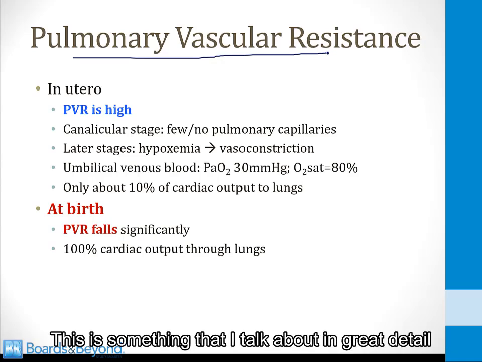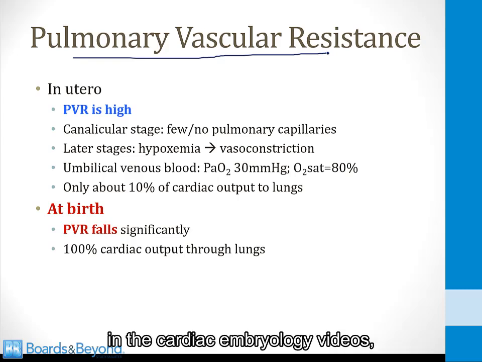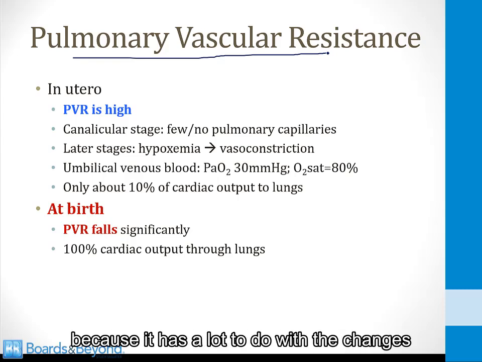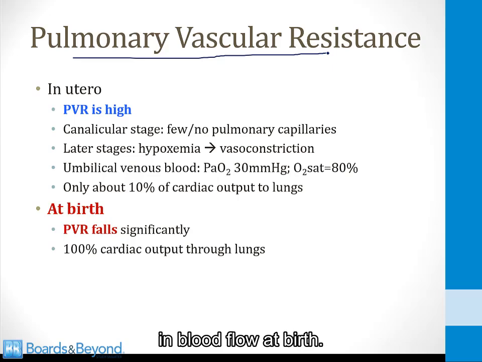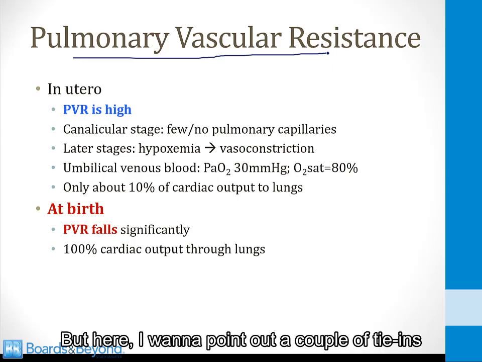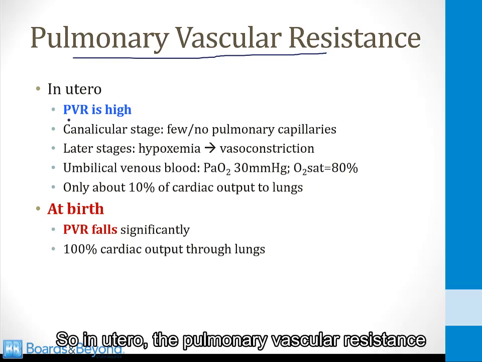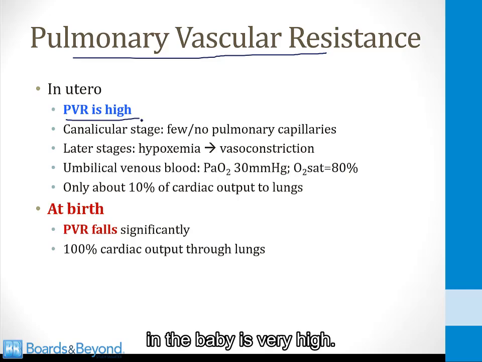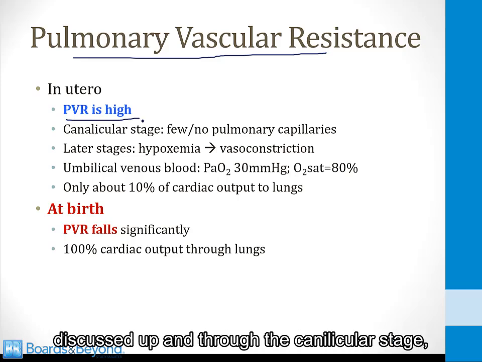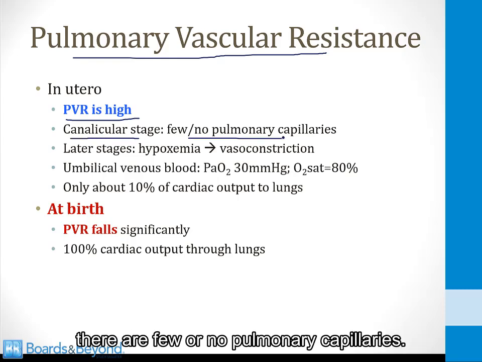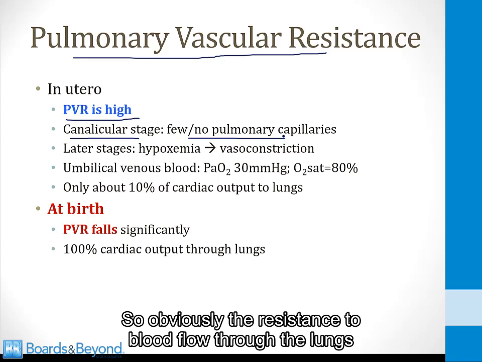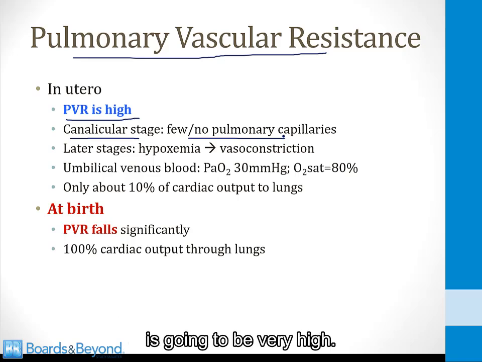This is something that I talk about in great detail in the cardiac embryology videos because it has a lot to do with the changes in blood flow at birth. But here I want to point out a couple of tie-ins with pulmonary embryology. So in utero, the pulmonary vascular resistance in the baby is very high. One of the reasons for this is because, as we've just discussed, up and through the canalicular stage, there are few or no pulmonary capillaries. So obviously the resistance to blood flow through the lungs is going to be very high.